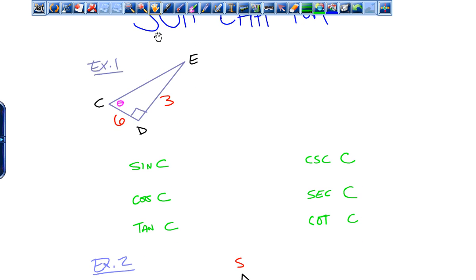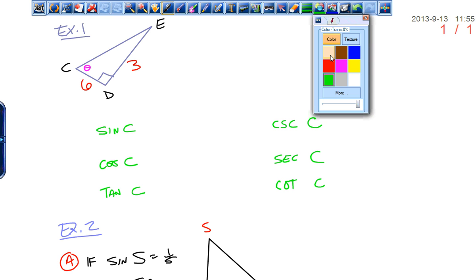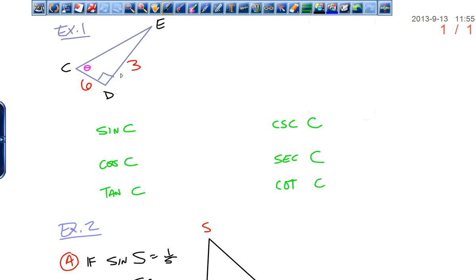Alright, we're going to be finding sine of C, cosine of C, tangent of C, cosecant, secant, and cotangent of C. To do all of that, we probably need to figure out what the side CE is. So how will I do that? Pythagorean theorem. So a squared plus b squared equals c squared. Does it matter which one I call a or b? No, it does not, as long as I square them and add them. So that's going to be 6 squared plus 3 squared.